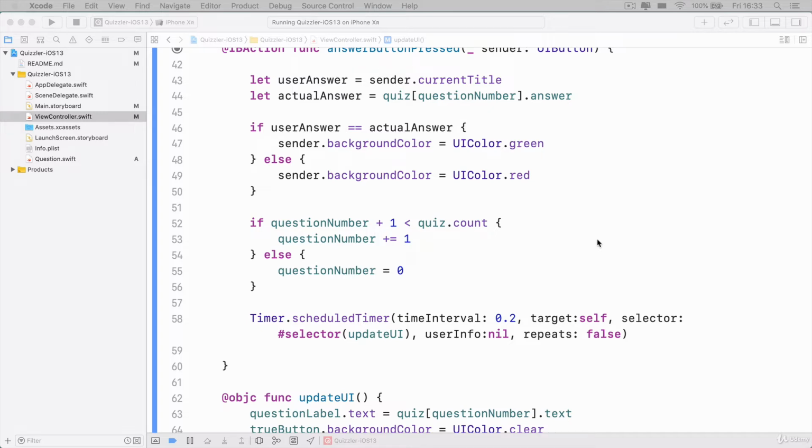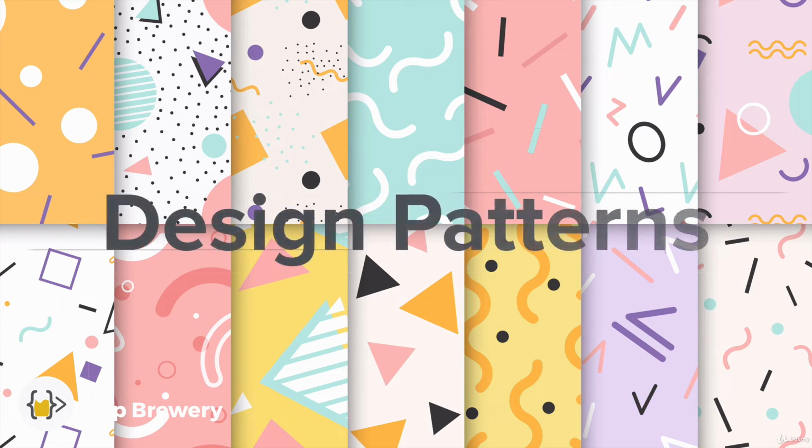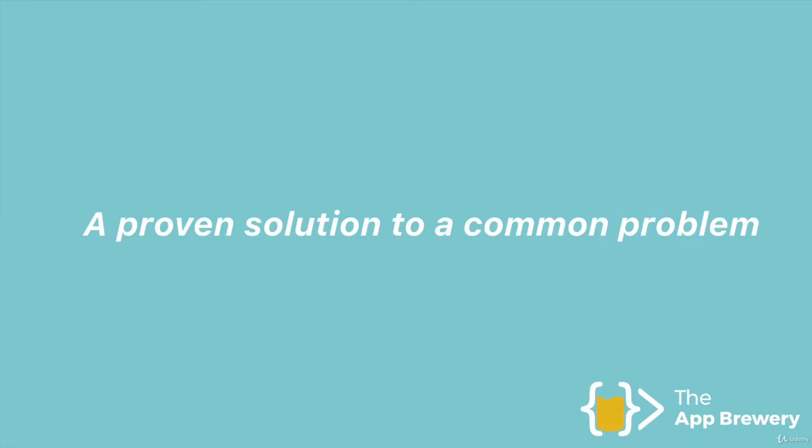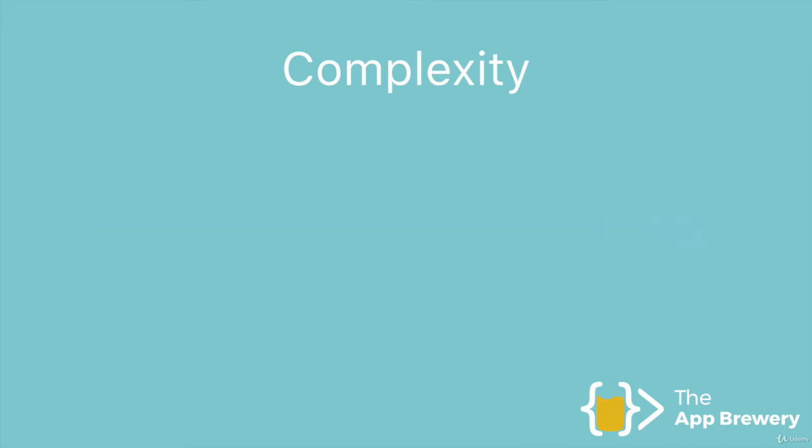So in order for us to be able to build more complex apps, we need to understand the concept of design patterns. A design pattern is what can help us get organized and structure our code in a better way. So what is a design pattern? A design pattern is simply a proven solution to a common problem. So what exactly is the common problem that we need to solve? Well, with software, it's usually complexity.